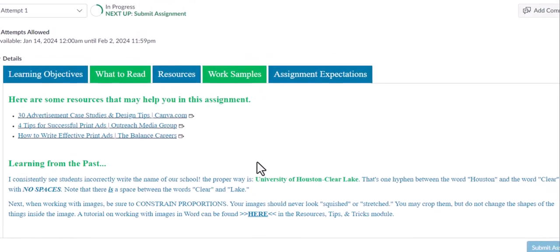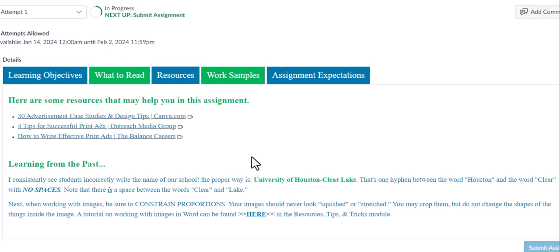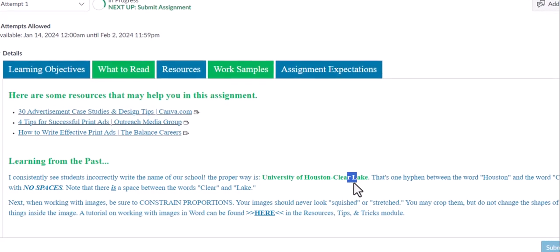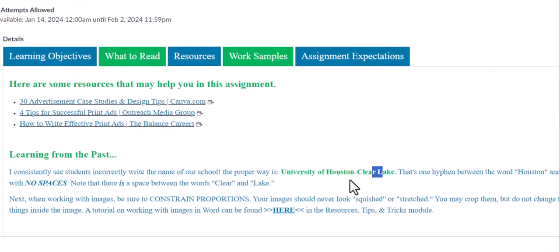I have had so many students who have written the name of our school incorrectly. We are University of Houston Clear Lake. Make sure that you do not have any spaces here, and you do have a space here with capital letters as well. Make sure you get that right.